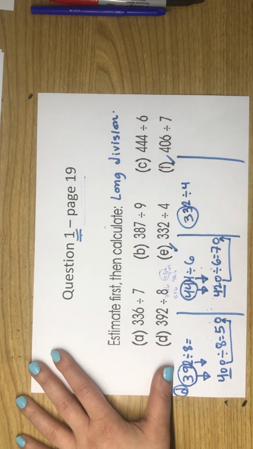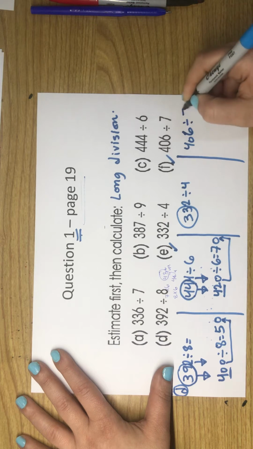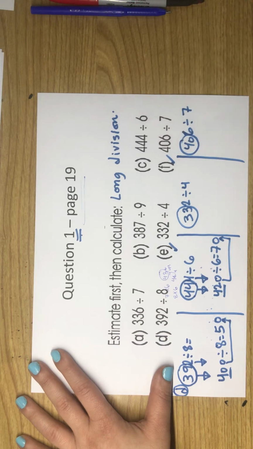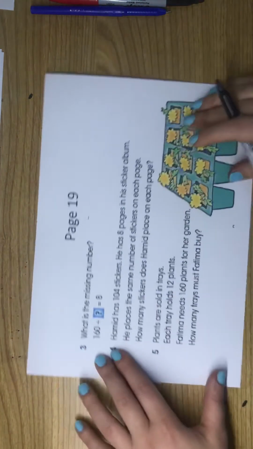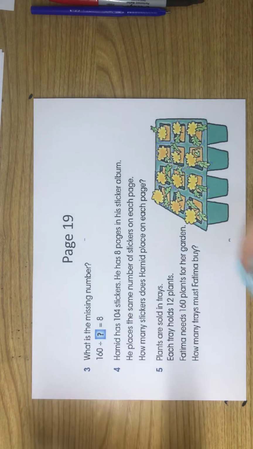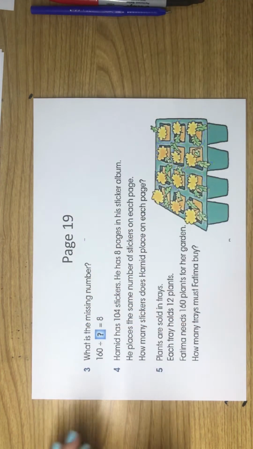Think about 33 here. 406 divided by 7. Think about the 40. Okay? Okay, guys. The rest of the questions, page number 19, 3, 4, and 5.